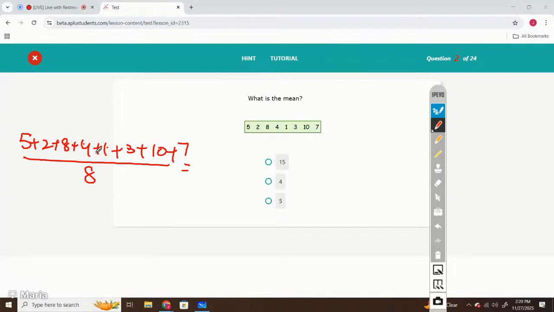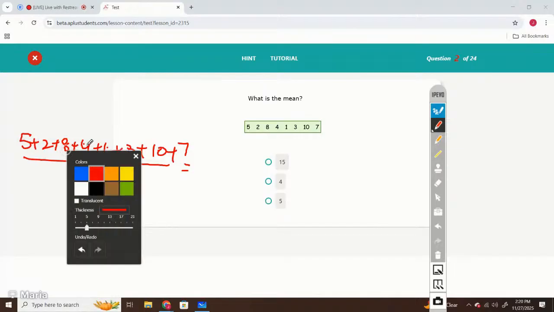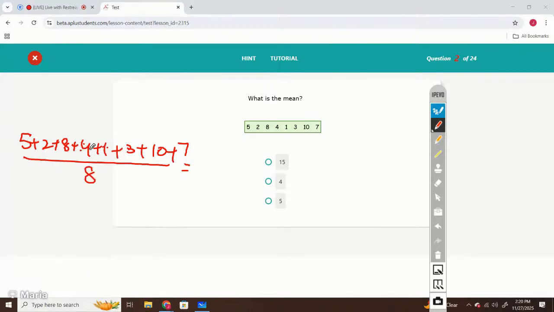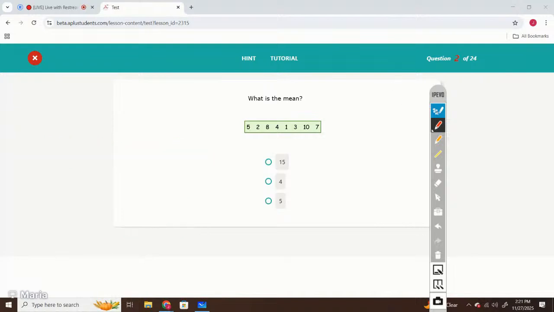That is 5 plus 2 is 7, 7 plus 8 is 15, 16, 17, 18, 19, 20, and 3, 23, and 7, 30, and 10, 40. So 40 divided by 8 is 5, because 8 times 5 is 40. So the mean of the numbers is 5. The correct option is 5. Option number 3 is the correct option.